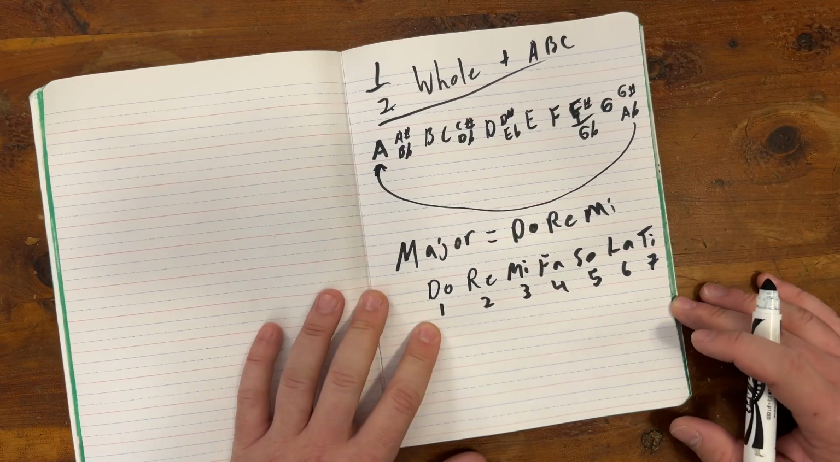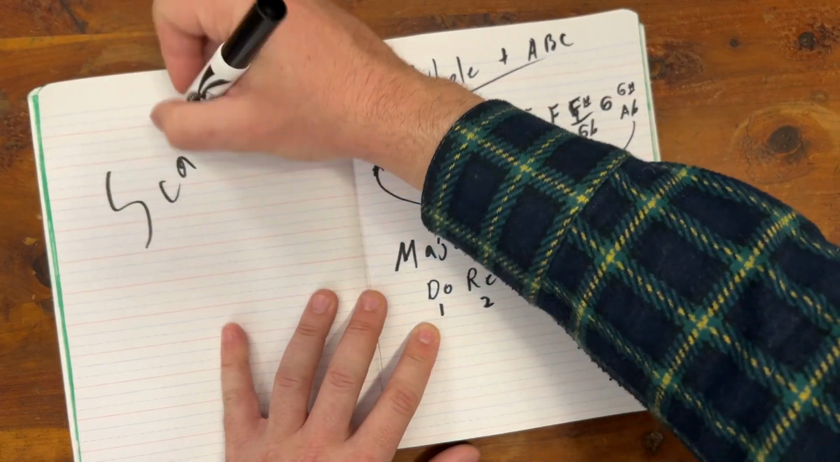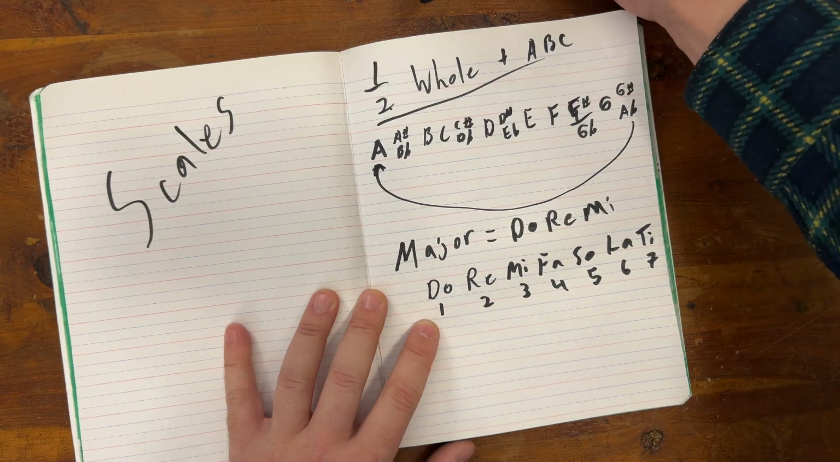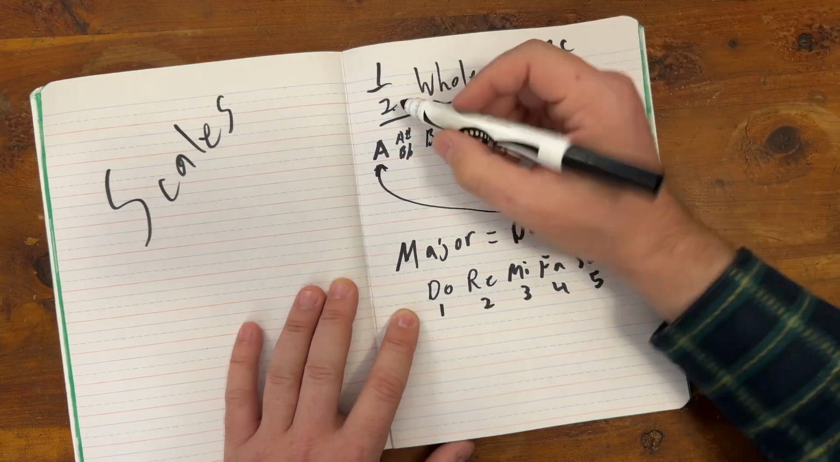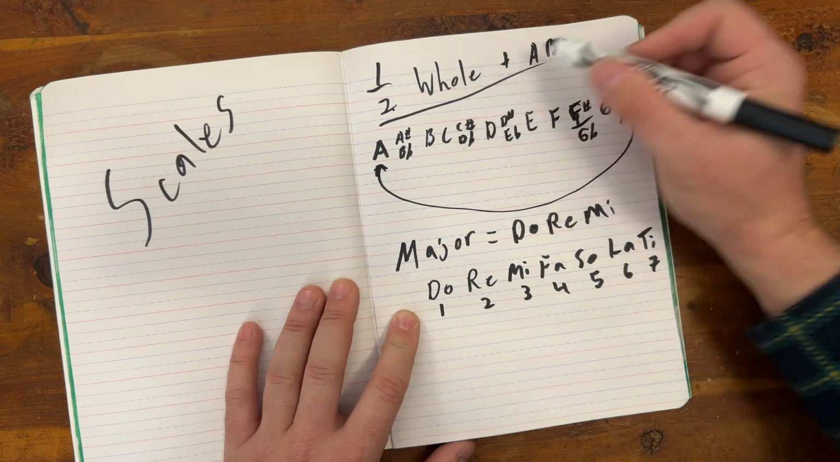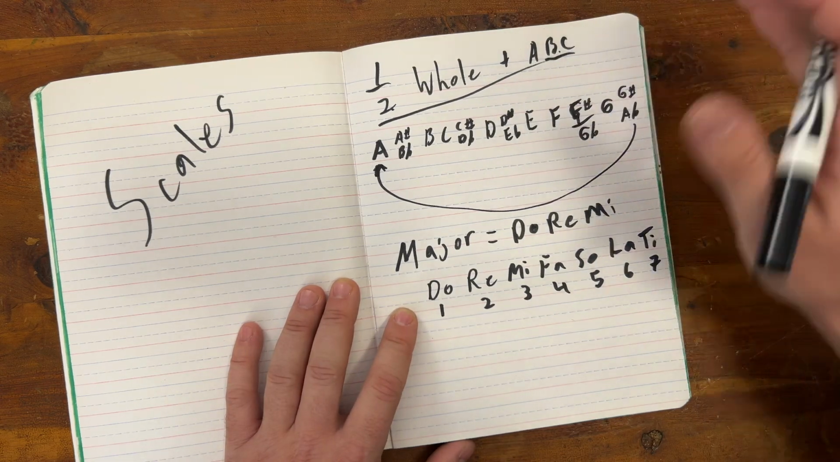Alright, everybody, let's build scales. Okay, so to build a scale, all you need to understand is half steps, whole steps, and your good old musical alphabet with the sharps and flats. Okay, and that's it, and here it is.